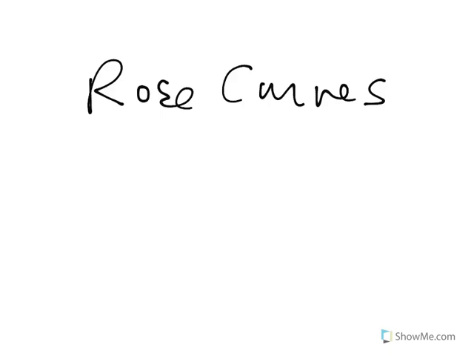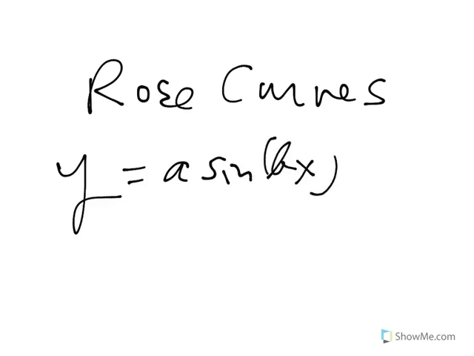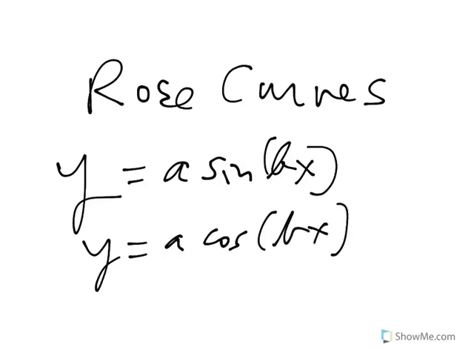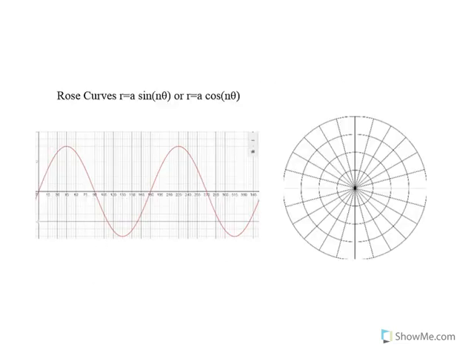In polar graphing, there's a type of curve that's called a rose curve, and I'll show you. It mainly has the form y equals a sine of bx or a cosine of bx. Sometimes you could throw in a plus c there also. So let's see what these are all about. This is a pretty short video actually, but it is a little bit confusing.